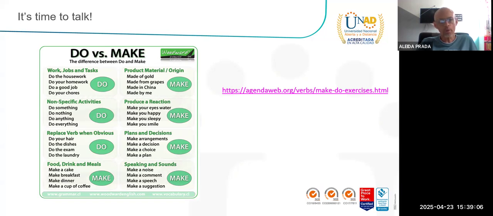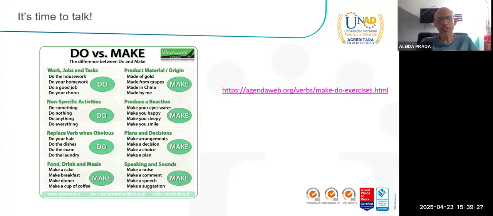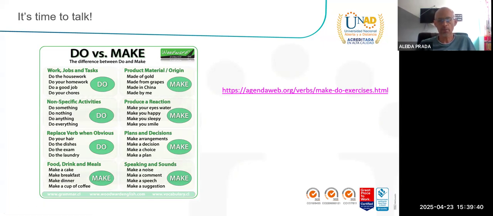And when we speak and when we produce specific sounds, we use make. Make a noise, make a comment, make a speech. For example, when you say to your students, you have to make a speech, a 3 minutes speech, okay? Make a suggestion, okay? These are the occasions, the times when we use do versus make.